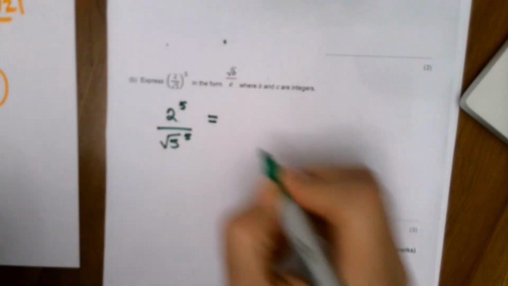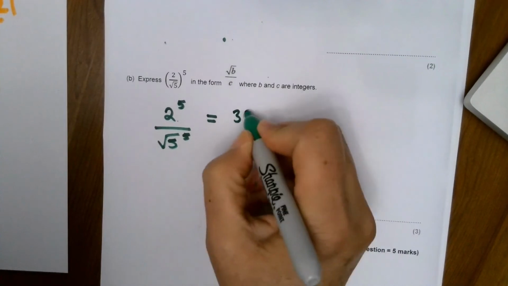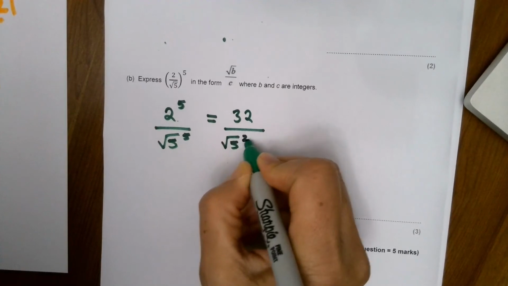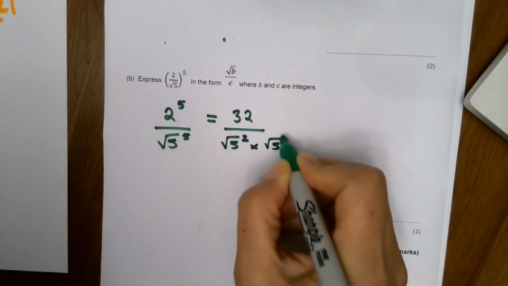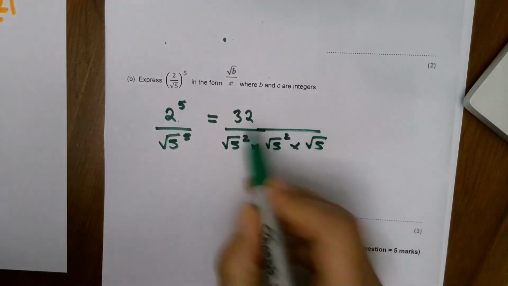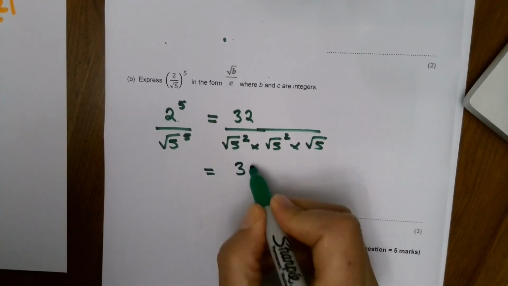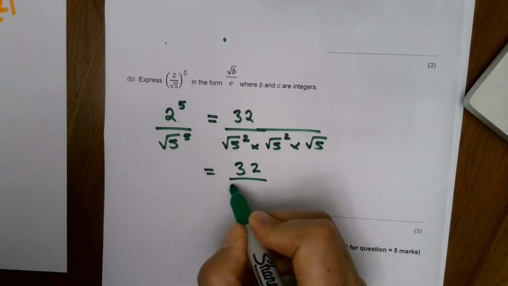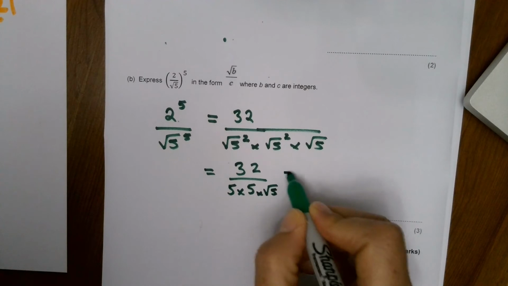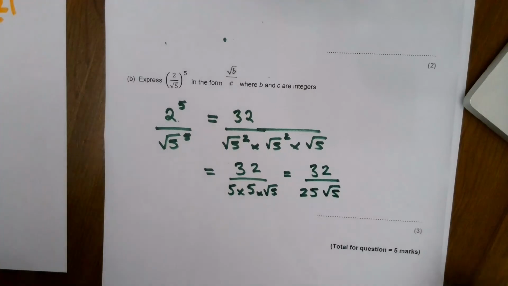So 2 to the power of 5: 2, 4, 8, 16, 32. Now I'm going to think of the bottom as root 5 squared times root 5 squared times root 5. That's how I'm going to think about it. 2 plus 2 plus 1 is 5. So I've got 32, well, root 5 squared is 5, times another 5, times root 5. So I've got 32 over 25 times the square root of 5.